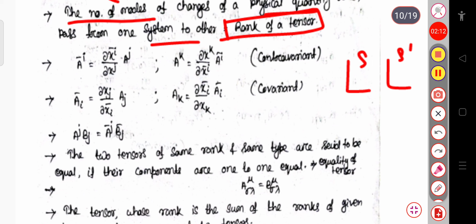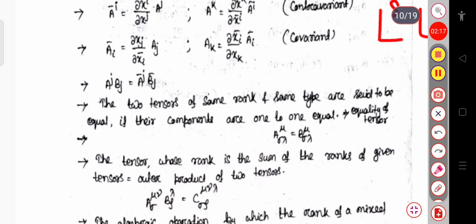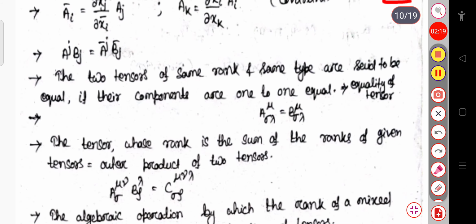And similarly for the covariant tensor, we can represent it like this. And the mixed tensor is the combination of the contravariant as well as the covariant tensor, that is A^j into B_j, contravariant into covariant, which will be equal to A bar^j into B bar_j. Okay, this is the important relation.